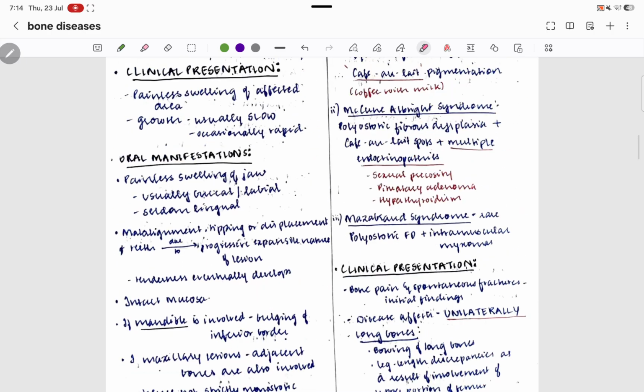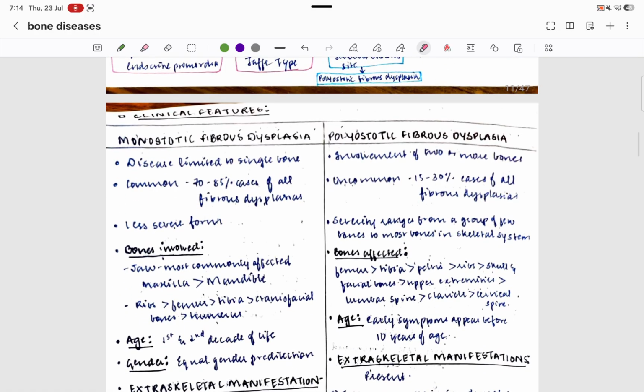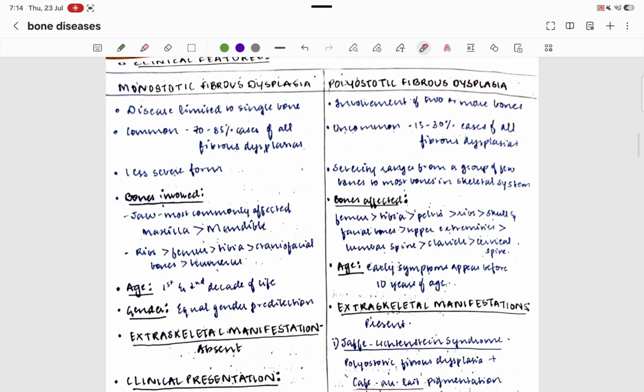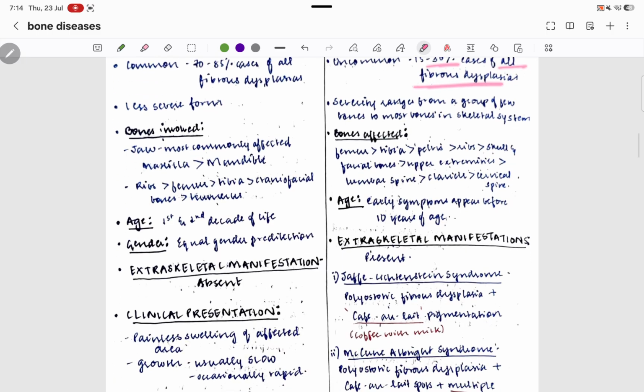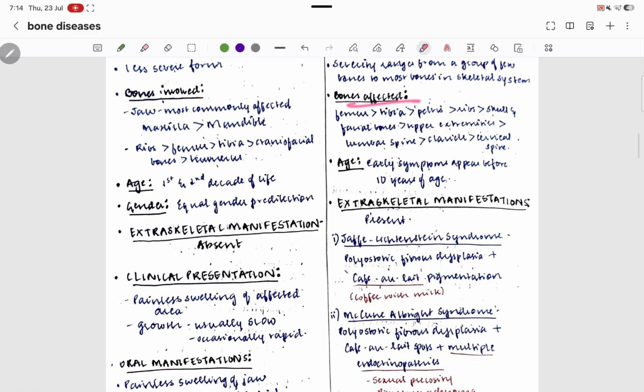Okay, then coming to polyostotic fibrous dysplasia, it usually involves more than two bones. So here one bone, here more than two bones. It is uncommon, 15 to 30% of all fibrous dysplasia cases. So monoostotic is more common, and this is less common. Severity ranges from a group of a few bones to most bones in the skeletal system. Then what are the bones affected?